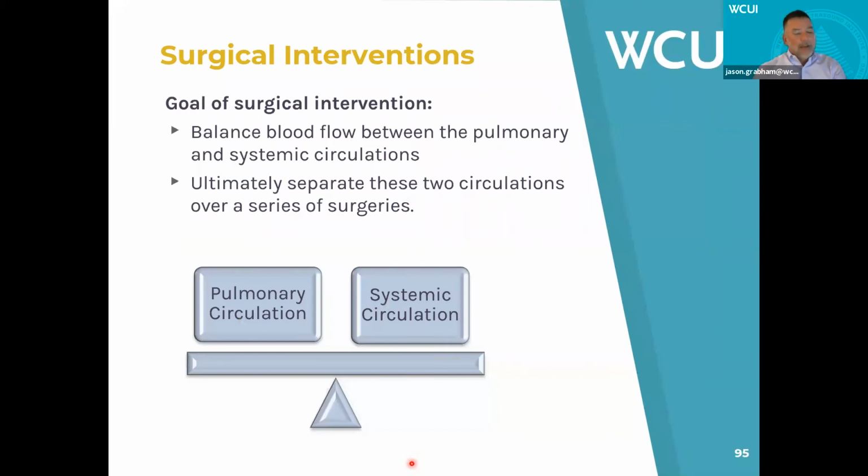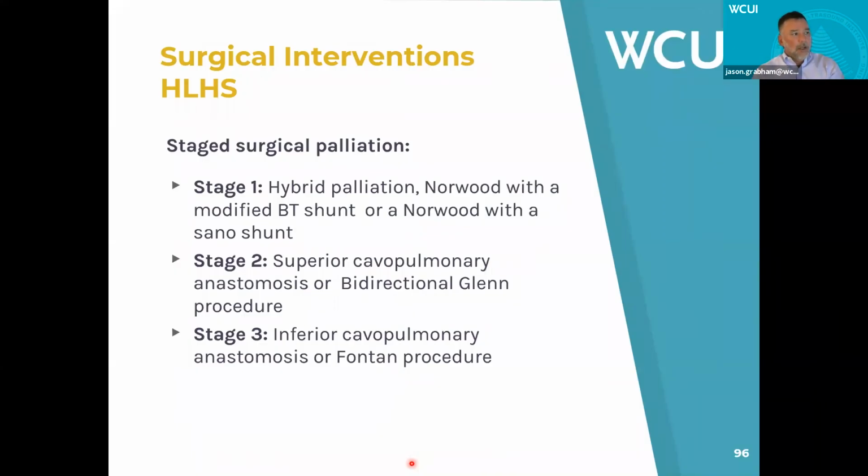But so now we've palliated the patient. The patient is stable postnatally. So now we're talking about surgical intervention. What is the goal? Well, we have to balance the flow between the pulmonary and systemic circulations, and then ultimately separate the two circulations over a series of surgeries. And so we're going to talk about the Norwood today. There are a couple of other options, one being cardiac transplantation. There's a hybrid approach that we're not going to get into for the sake of time.